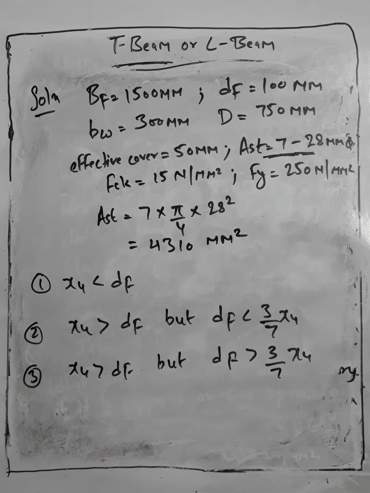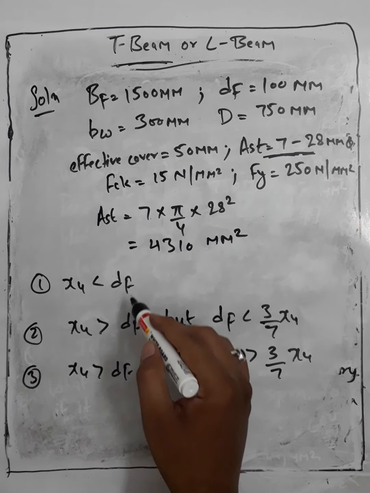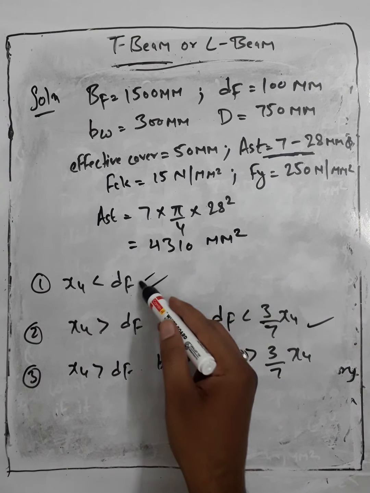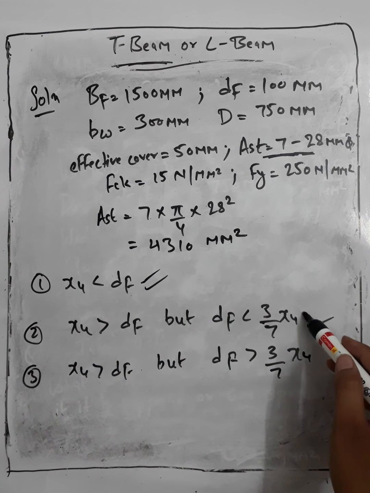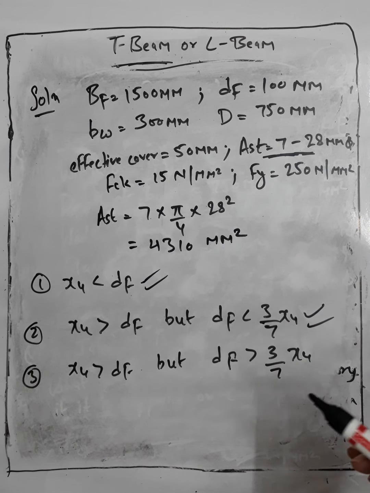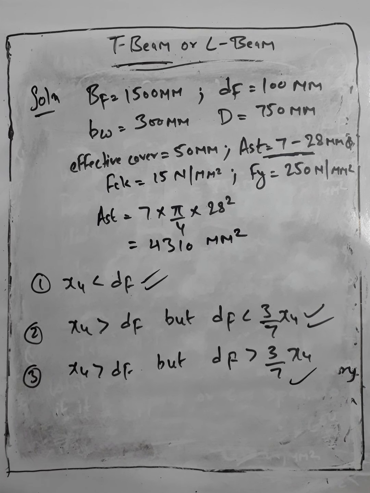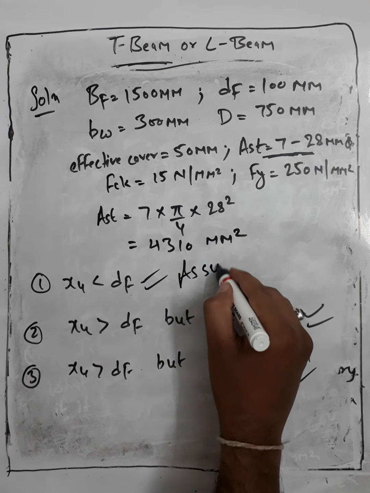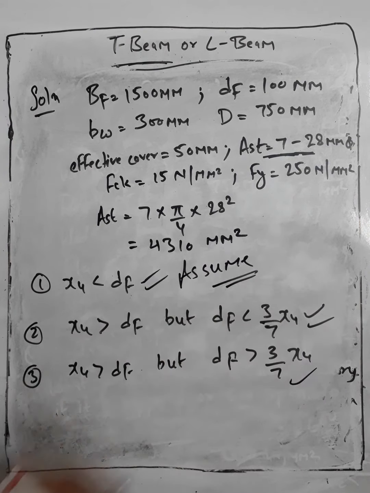So first we have to assume any condition. It totally depends on you which one you assume. Here I assume XU is less than DF.